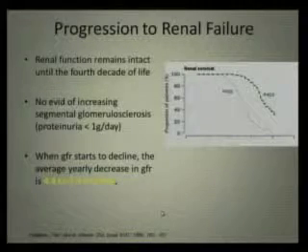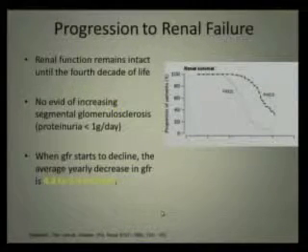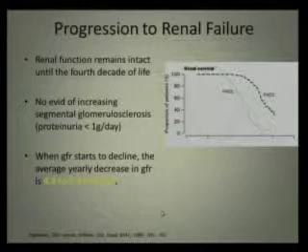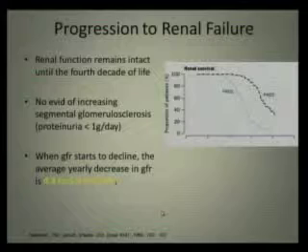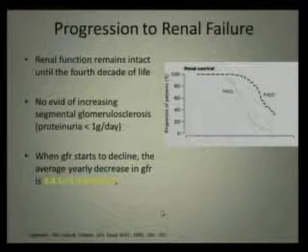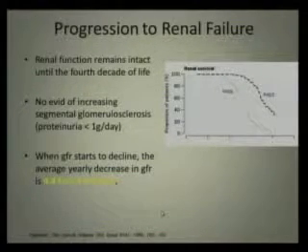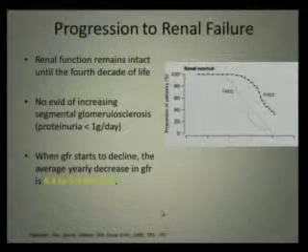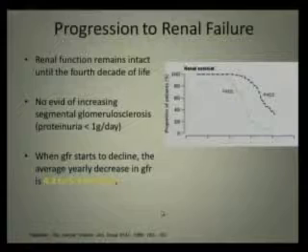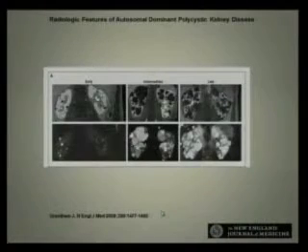There's no real evidence of glomerular sclerosis, and the proteinuria should be about 1 gram per day. So if you have proteinuria above that, you may have a completely separate process going on. And when the GFR starts to decline, the average yearly decrease is 4.5 to 5.9, which is a very rapid decrease in kidney function. And so this shows you here the early stage of the disease.